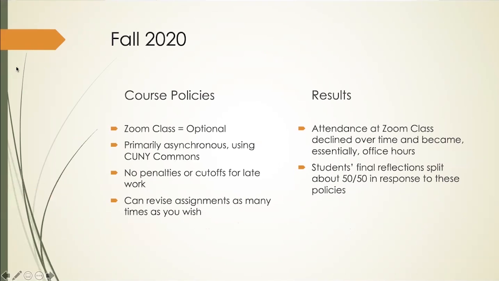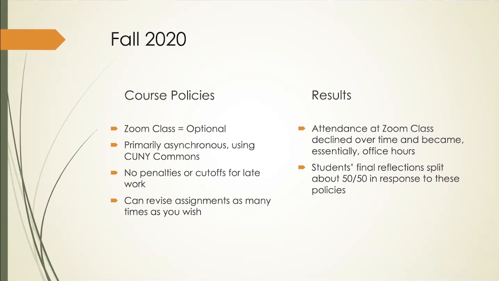So last semester in the fall, I was originally assigned to teach hybrid, and then it became all online. Because it was originally supposed to be only one synchronous session in the first place, that turned into one Zoom class per week. But everything was still crazy in the fall. So I decided to make Zoom class optional, and we taught primarily asynchronous using the CUNY Commons. I had no penalties or cutoffs for late work, and my standing policy is that students can revise assignments as many times as they wish.